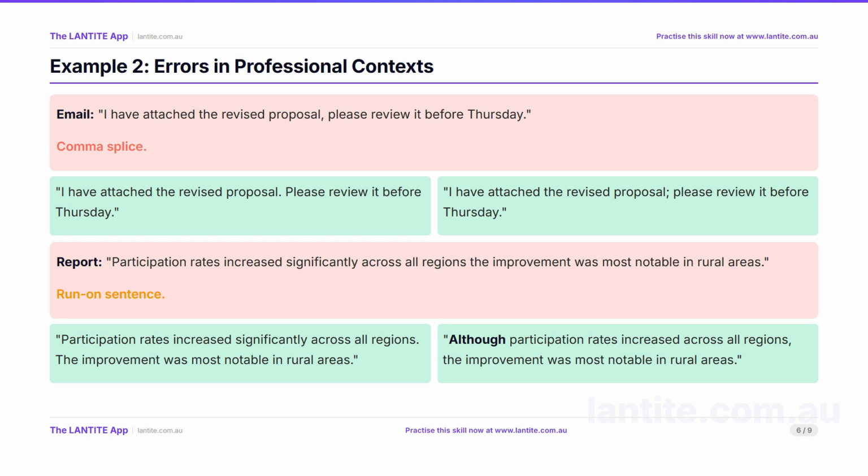Second, a report. Participation rates increased significantly across all regions the improvement was most notable in rural areas. That is a run-on sentence. There is no punctuation at all between 2 complete thoughts. You could split them with a full stop. Or use subordination. Although participation rates increased across all regions, the improvement was most notable in rural areas. The subordination adds nuance by showing the contrast between the general increase and the specific rural improvement.